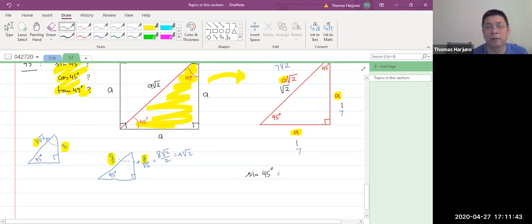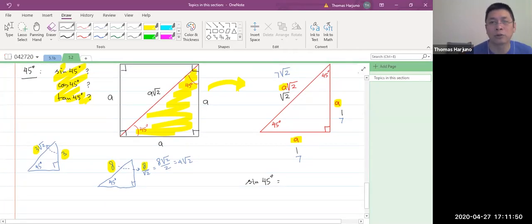Sine 45 degrees. You can use A's, you can use 7, but I will use the 1s. I will use this guy here. Now then, if I use the 1s, then sine 45 degrees will be the opposite over hypotenuse. Rationalize the denominator. Then sine 45 degrees is that value.